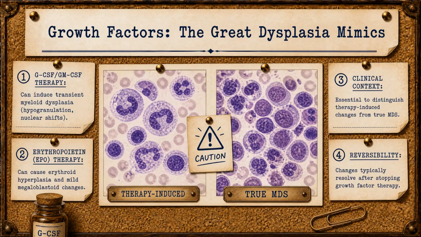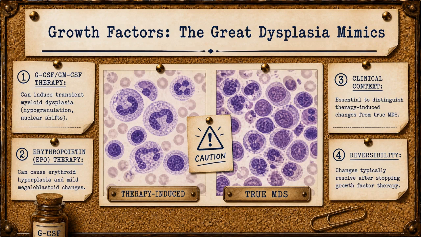Toxic granulation, which are coarse, dark granules in the neutrophils, and Döhle bodies, which are pale blue inclusions in the neutrophil cytoplasm, are also common. These are typically associated with severe infection, but here they are induced by the growth factors. You might also see some hypogranulation. And critically, you might even spot nucleated red blood cells, NRBCs, and, in some cases, up to 5% blasts in the peripheral blood. This is where it gets tricky.